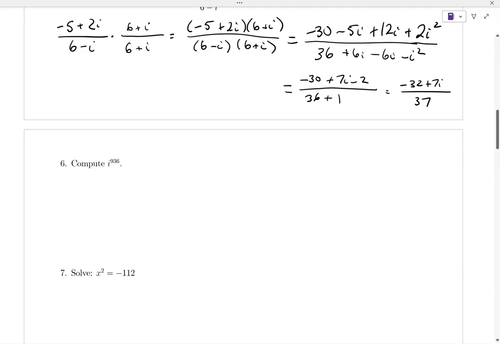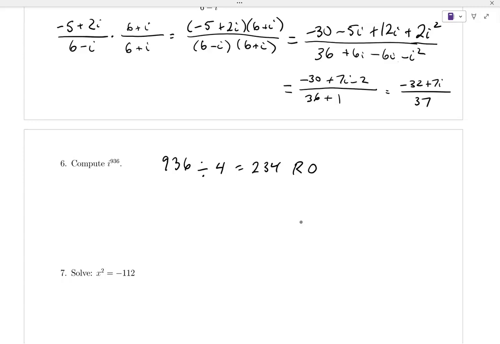Okay, let's look at the next one where it asks us to compute i to the 936th power. Phew, that was a big one. What do we have to do to compute that one? Divide the exponent by 4. Good. Take your 936 and divide it by 4. It's a whole number. So 936 divided by 4 should give you 234. And there's no remainder, right? It's a whole number. You don't get any decimal part at all.